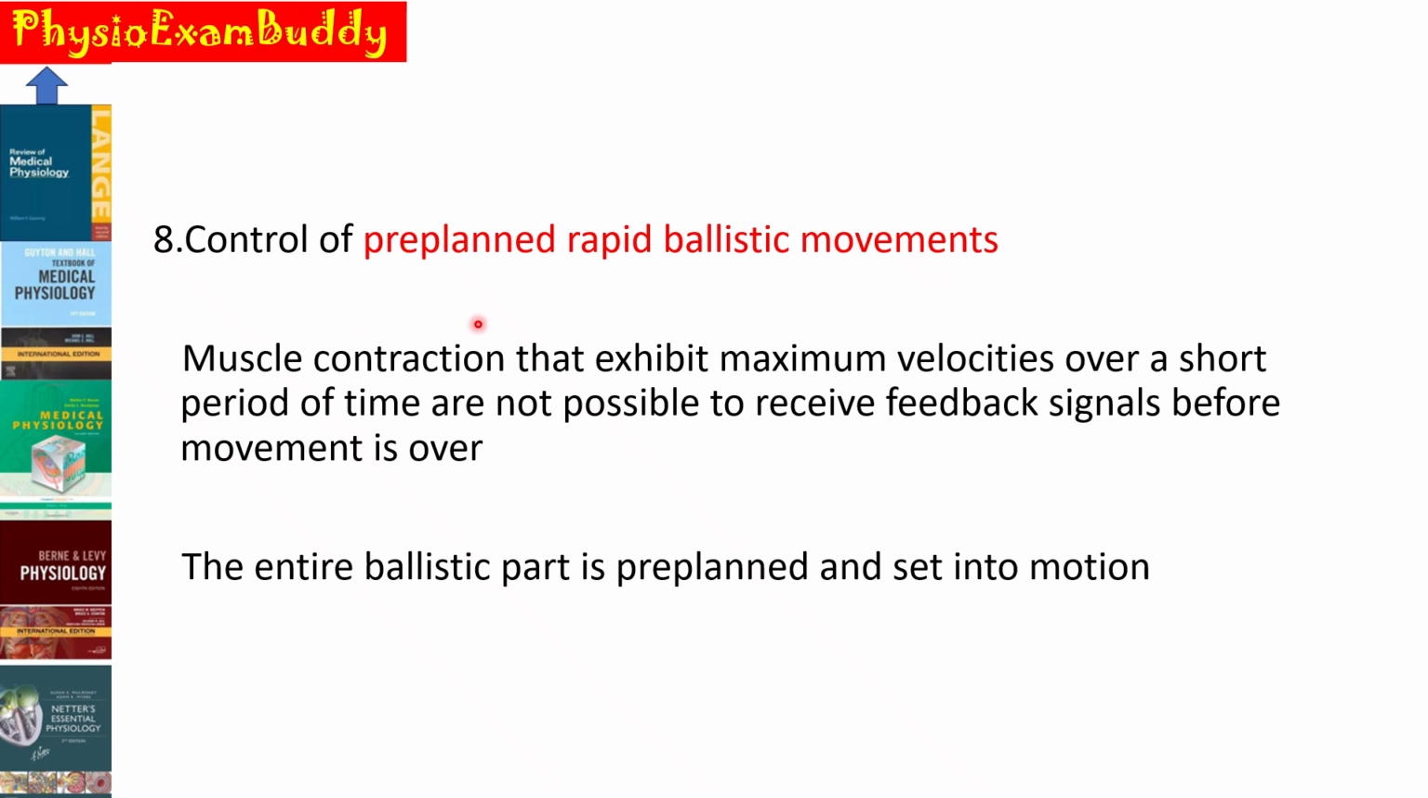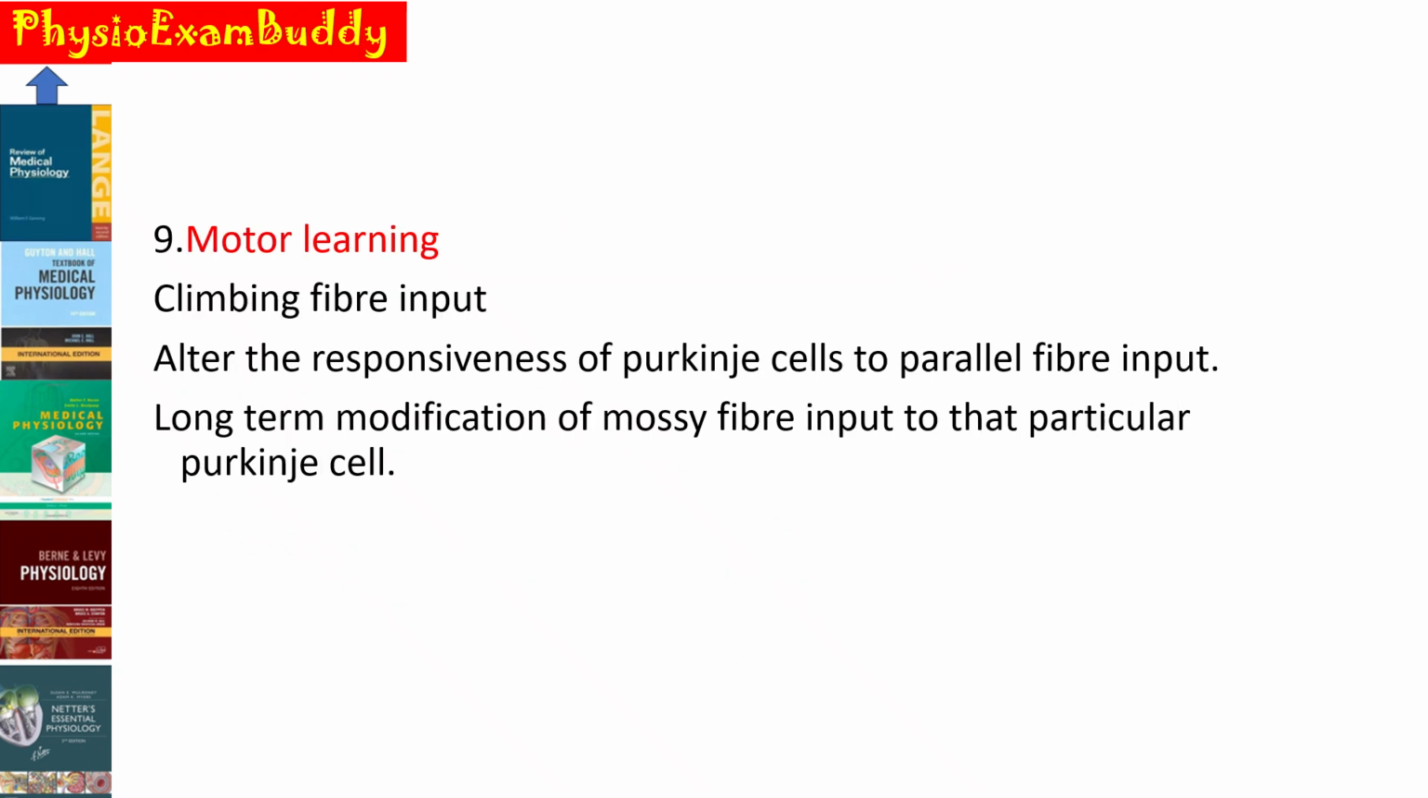Next function is the control of pre-planned rapid ballistic movements. That is, muscle contractions that exhibit maximum velocities over a short period of time are not able to receive feedback signals before the movement is over. So, the entire ballistic part should be pre-planned and set into motion.